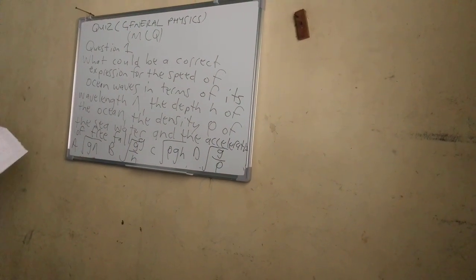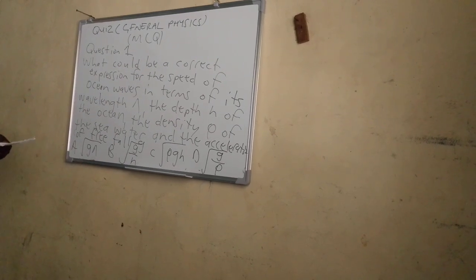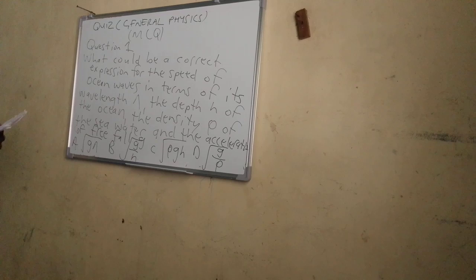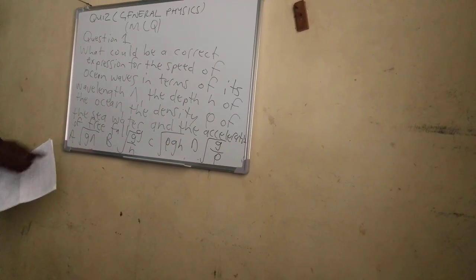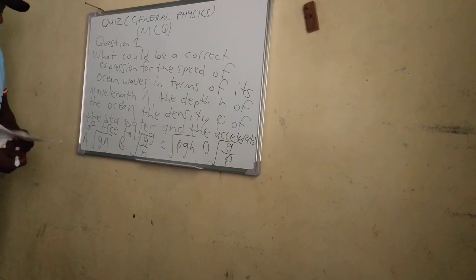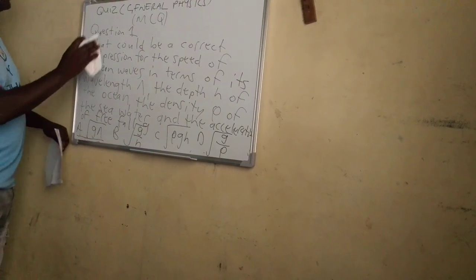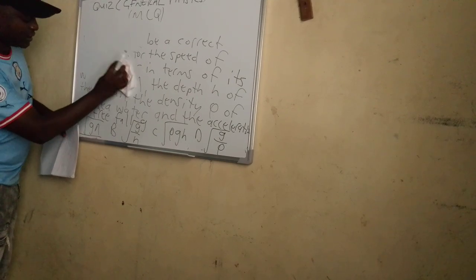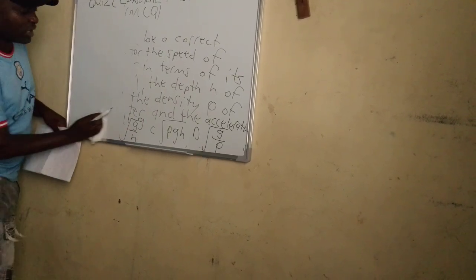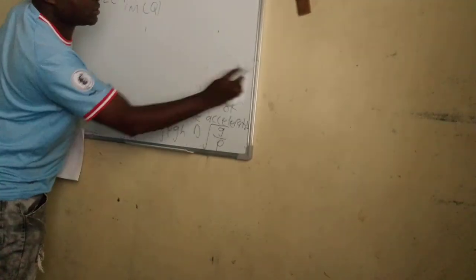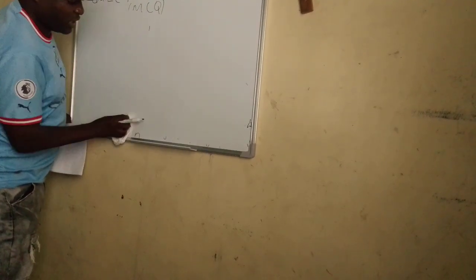So I'm giving you 1 minute. Right? So I think 1 minute is over now. The question says, what could be a correct expression for the speed of ocean waves in terms of its wavelength lambda, the depth h of the ocean, the density rho of the seawater, and the acceleration of free fall g? So the correct answer is A. We can compare with other answers. Remember, we said there are options. I gave you these options. The correct answer there is A.